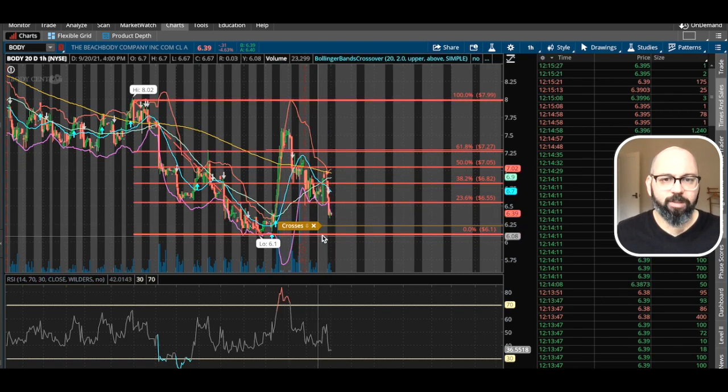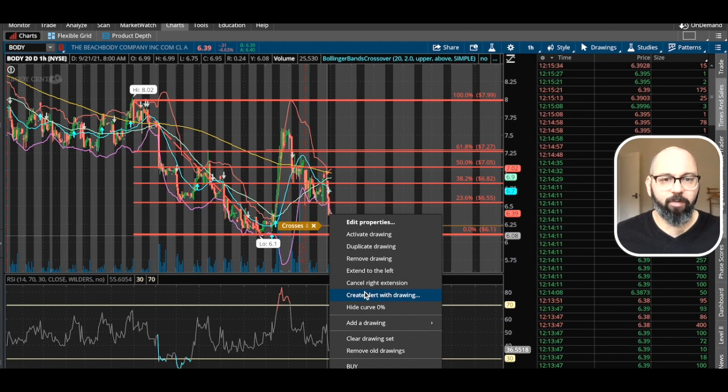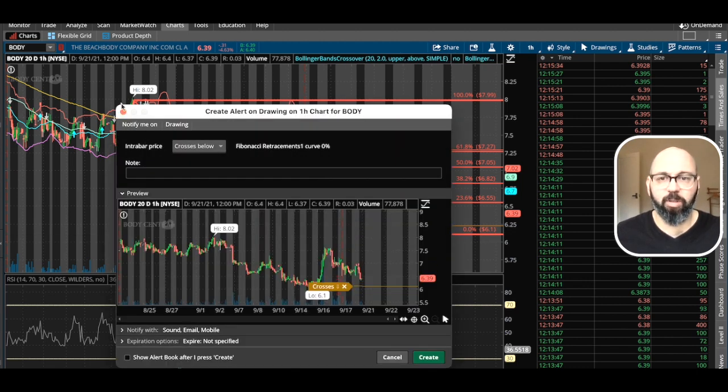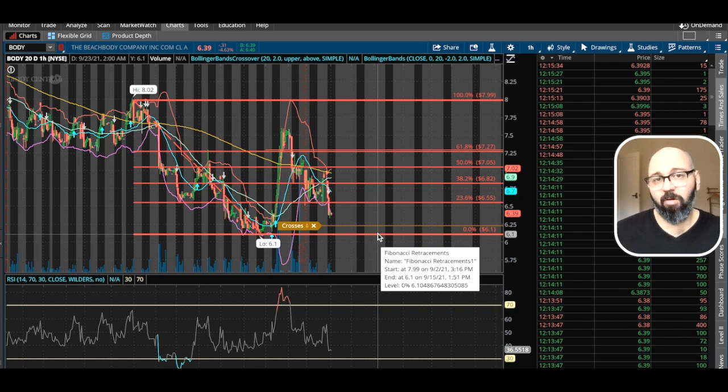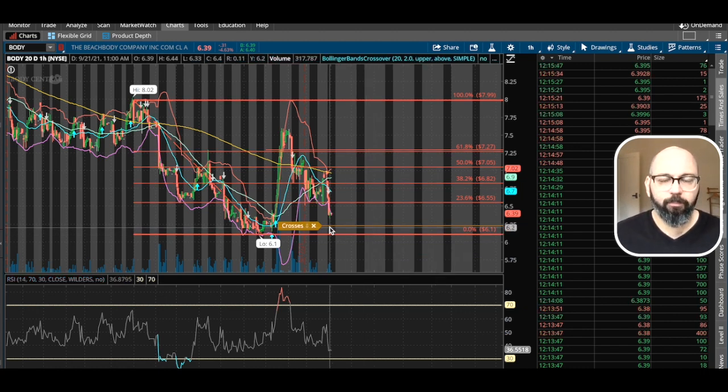Now, I don't want to set an alert for this because I might miss my opportunity, right? If I set an alert, I right-click and say create alert, tell me when it crosses below this Fibonacci retracement. What if it doesn't cross below? My alert doesn't go off, I'm not paying attention to the stock, I miss my chance. So what I like to do is create my own little line here, which you can do.